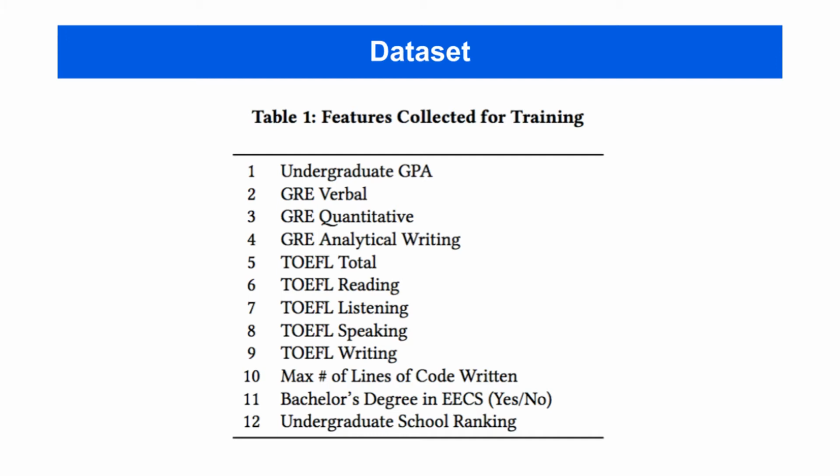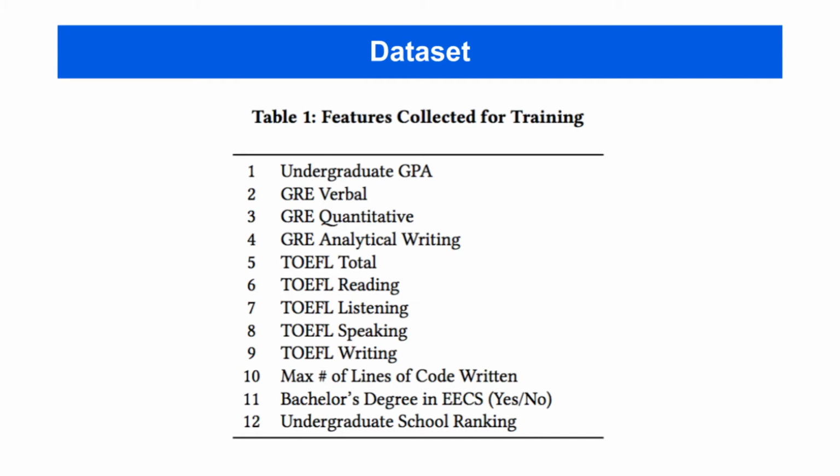Table 1 presents the features we collected from students' applications for our study. Feature 1 contains the students' undergraduate GPAs adjusted according to each individual university's grading scale. For example, a 3.5 out of 5 and a 7 out of 10 would result in the same value.